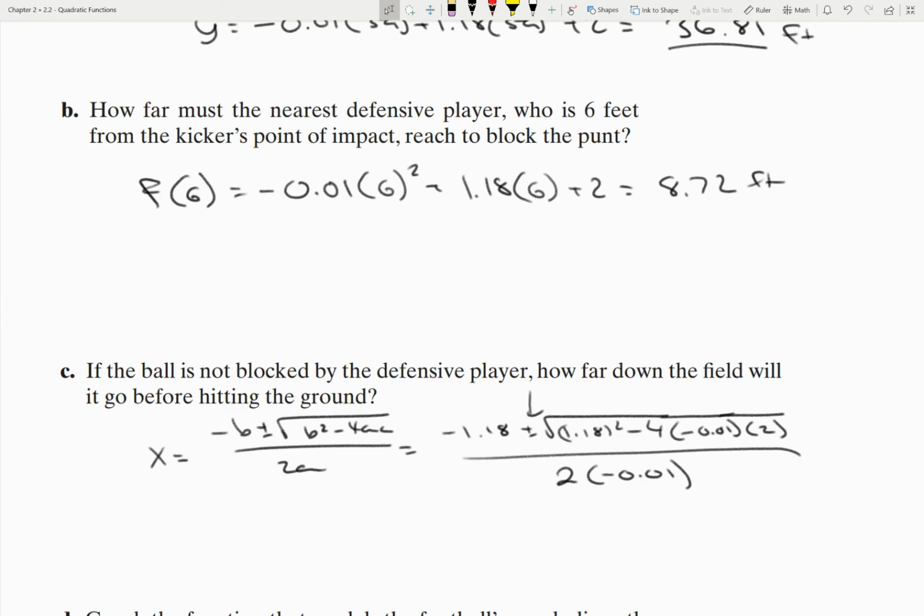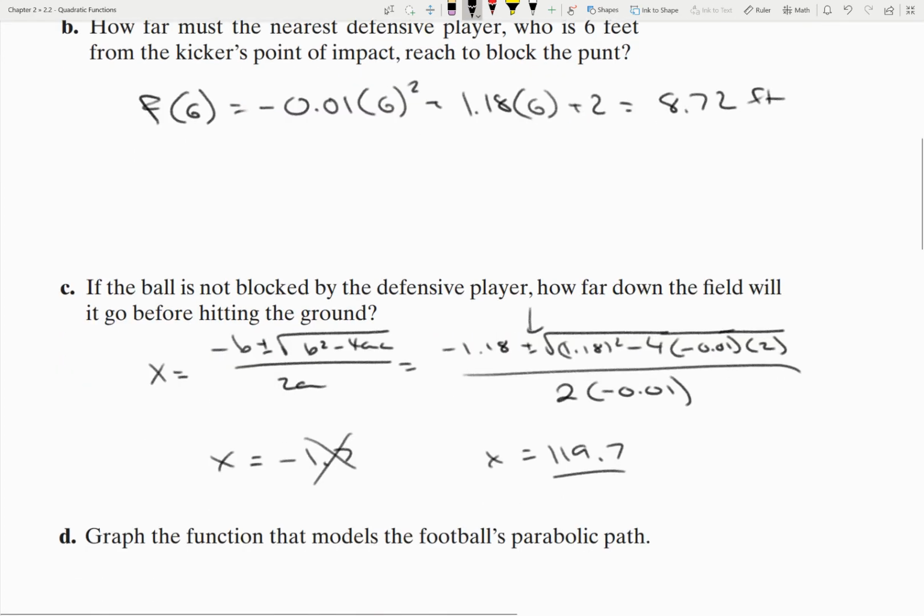So if I do these two calculations, x is going to give me negative 1.7 and also 119.7, about, okay, rounding. So I don't want this answer, right? Because the football is not going to go backwards from the kicker. This is my answer right there. So if the ball is not blocked, it will go 119 feet down the field.